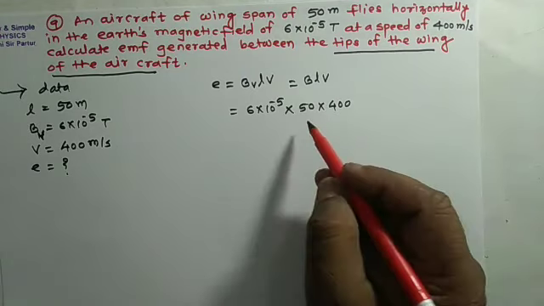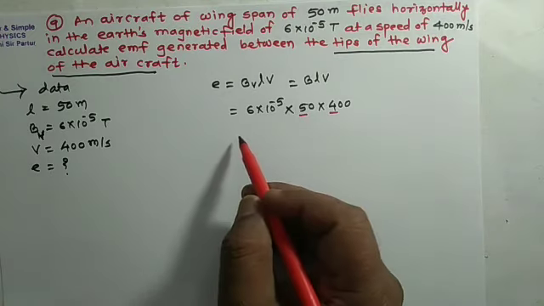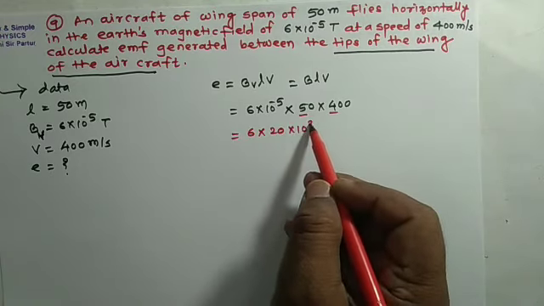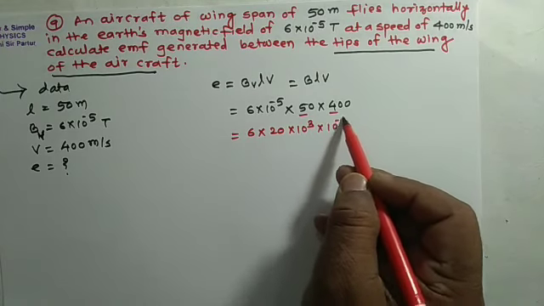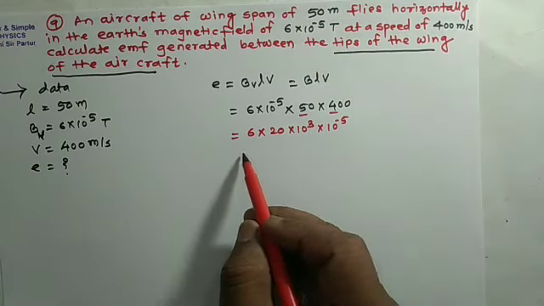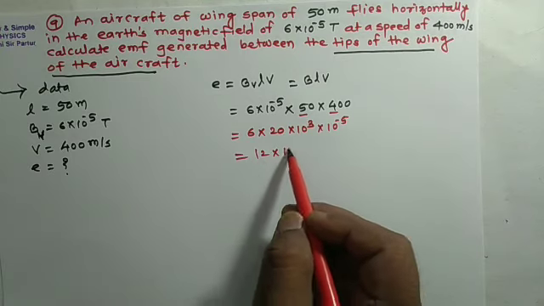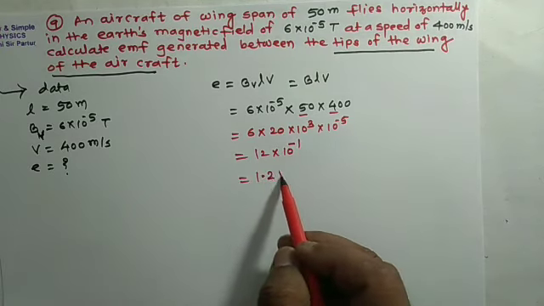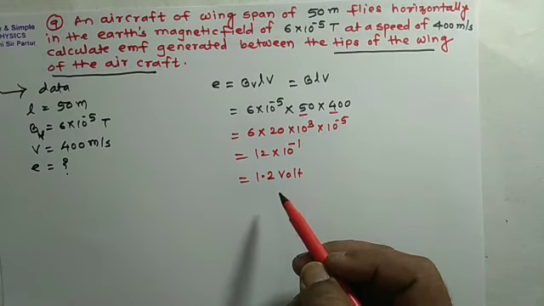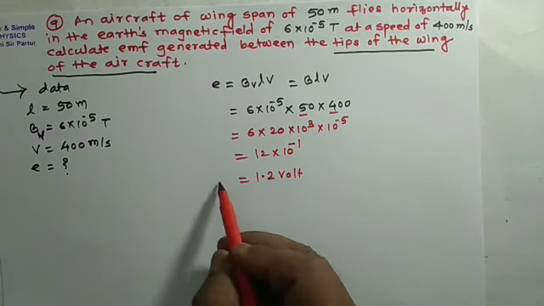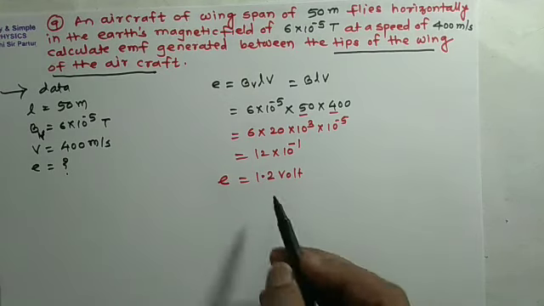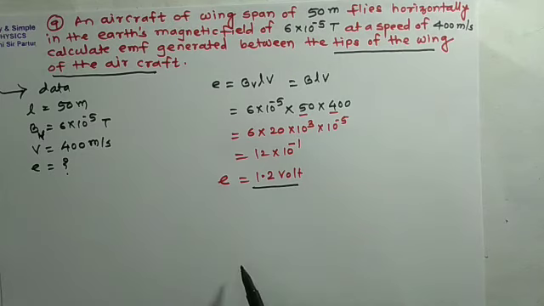See here the multiplication will be 6 into 20 into 10 to the power 3 into 10 to the power minus 5. So it is 12 into 10 to the power minus 1. It will be 1.2 volt. So here the EMF which is generated in between the tips of the wings of the aircraft will be 1.2 volt.